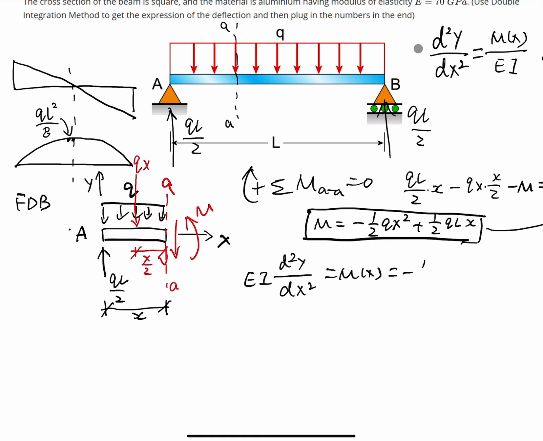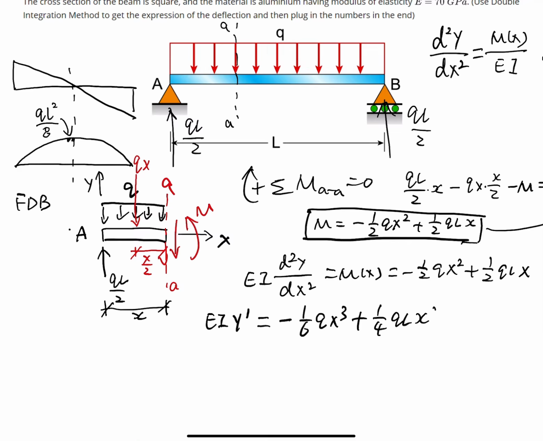This is 1/2 qx squared plus 1 over 2 qlx. Now, on the first integration, we have EI y prime, so this is the first derivative, equal to, so I just write down the integration, plus 1 over 4 ql x squared plus c1.